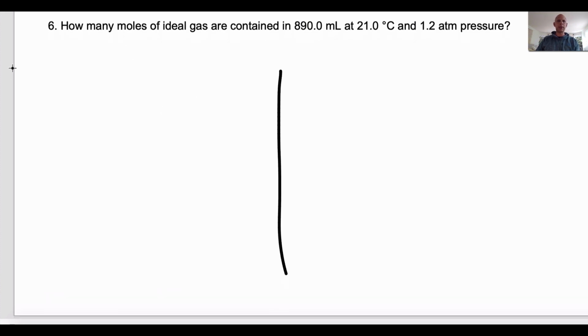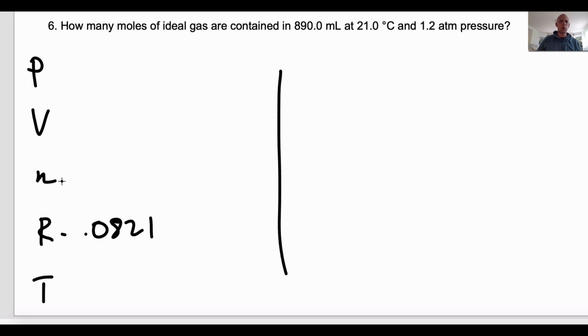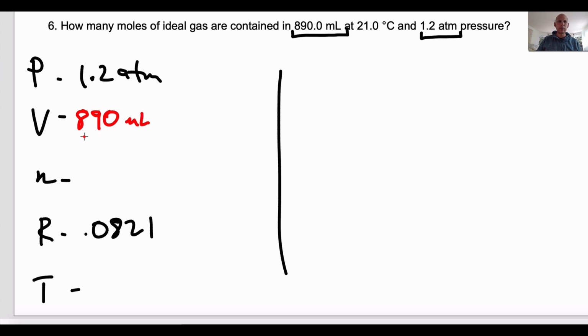On this side, I'm going to list out P, V, N, R, T, and we know that R is always 0.0821. Remember, let's look for P. P is right here. It needs to be in atmospheres, and it is: 1.2 atm. Volume is right here, and it is in milliliters. So we need to convert that to liters by dividing by 1,000. So we have 0.890 liters.